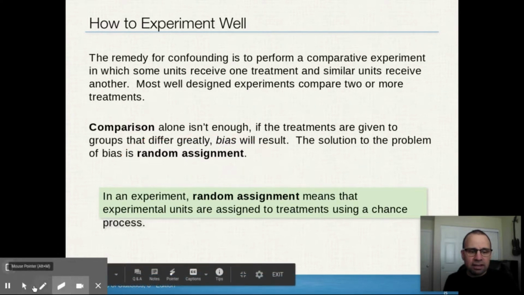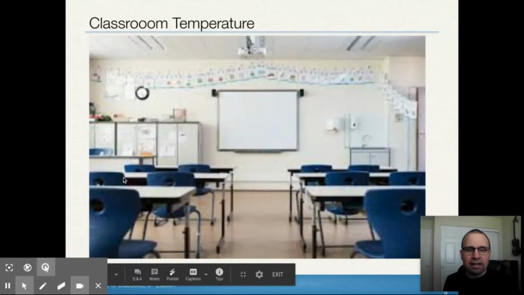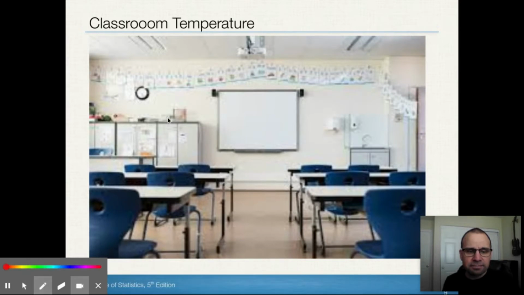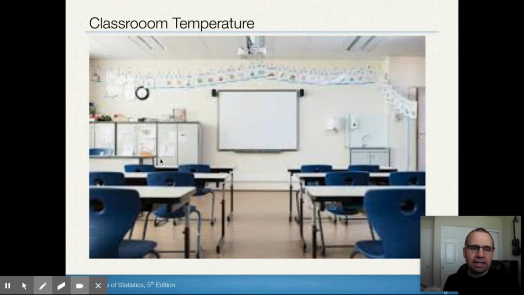Let's take a look at the classroom temperature example. Remember, I had a classroom full of students, and some of the students were placed into an 82-degree temperature room, and some of them were in a 72-degree temperature room, and I looked at the test scores. However, there was probably a lot of different things going on between the two groups.